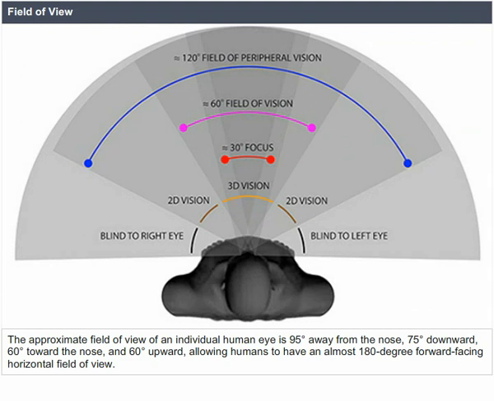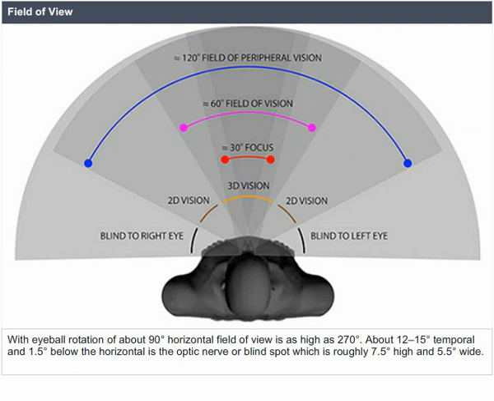Field of view. The approximate field of view of an individual human eye is 95 degrees away from the nose, 75 degrees downward, 60 degrees toward the nose, and 60 degrees upward, allowing humans to have an almost 180-degree forward-facing horizontal field of view. With eyeball rotation of about 90 degrees, horizontal field of view is as high as 270 degrees. About 12 to 15 degrees temporal, and 1.5 degrees below horizontal, is the optic nerve or blind spot, which is roughly 7.5 degrees high and 5.5 degrees wide.